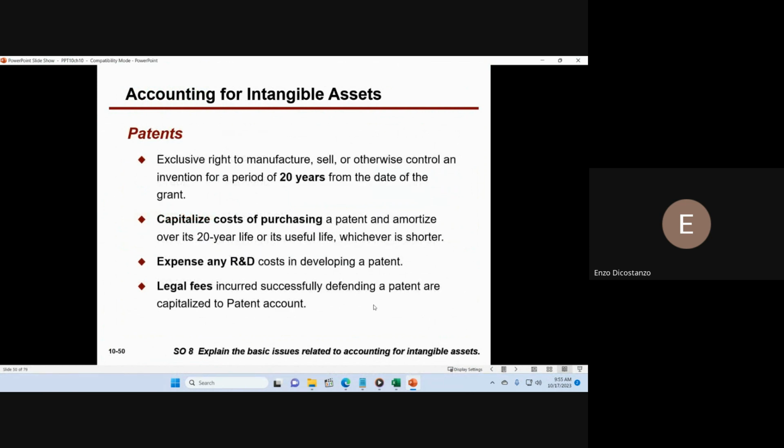Patents are exclusive rights to manufacture, sell, or control an invention for 20 years. Music is an invention. A book is an invention. Harry Potter is an invention. Lord of the Rings, those are all inventions.